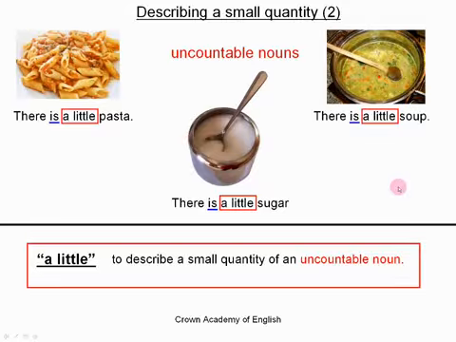Very important. So, to summarize, these two rules are easy. It is easy to know when we use a little and when we use a few, if we know the difference between an uncountable noun and a countable noun. Okay, so when you learn a new word, when you learn a new noun, you must also learn if it is countable or uncountable. Okay?